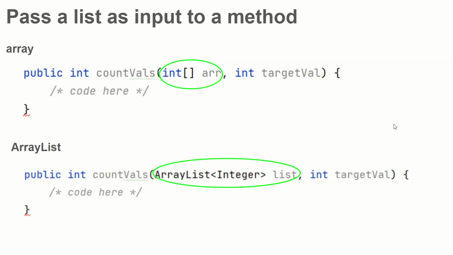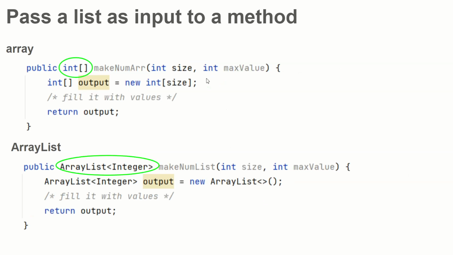Last couple of slides. You can pass lists as inputs to methods. So if I wanted to make a method to count how many of a particular value are in an array, this is where your parameter list goes. And notice I can have an array as one of my parameters. You just have the data type and the variable name. For an array list, same thing: data type, variable name.